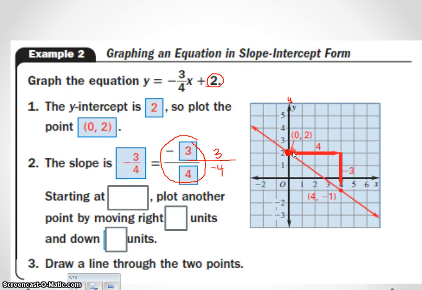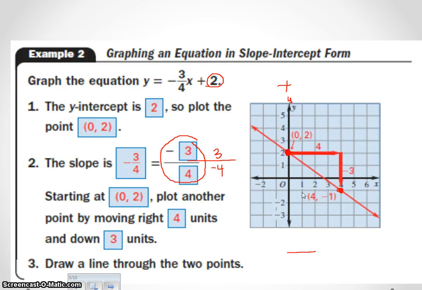Here's how they show you on this picture. They did run 4. 1, 2, 3, 4 spaces. Now, negative 3 would mean you move down because you're heading towards the negative side of things. Up is positive. So 1, 2, 3, you're now at 4, negative 1. Draw a line. Again, you're starting at 0, 2. Plot another point by moving right 4 units and down 3 units. Draw a line. Let me show you the other way to do this.